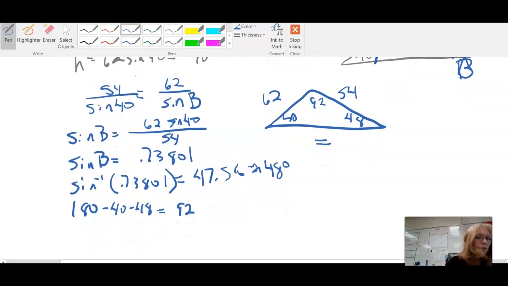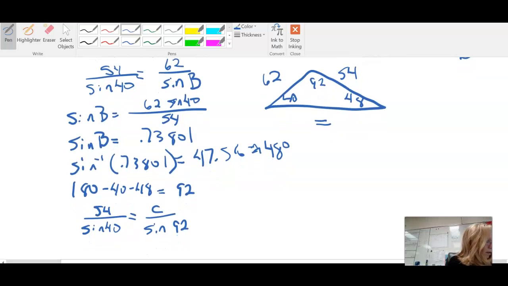So we're going to do 54 over sine of 40 equals C over the sine of 92. Do your math, and you should have gotten C to equal 11.7. No, I'm sorry, 51.5. I'm on the big triangle. So this guy right here is 51.5. So next you got to do the small triangle. So that's the one that went in.